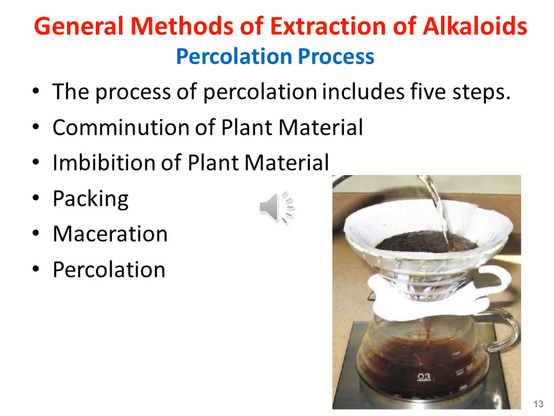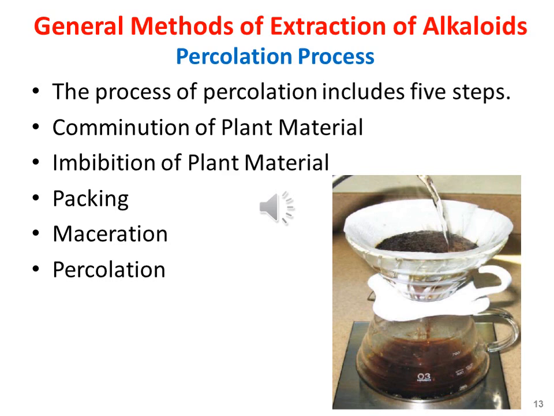The process of percolation includes 5 steps. The first one is the comminution of plant material. The second step is the imbibition of plant material. Third is the packing, the fourth is maceration, and the fifth is the percolation. So the percolation process consists of 5 steps that are listed on this slide.